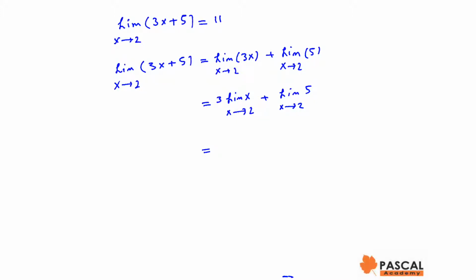We know limit of x as x approaches a is a, and limit of a constant as x approaches a is the same constant, two properties of the limits. Therefore, our limit would be 3 times 2. Limit of x as x approaches 2 is 2, and limit of 5 as x approaches 2 is 5. This limit would be 6 plus 5, that is 11.